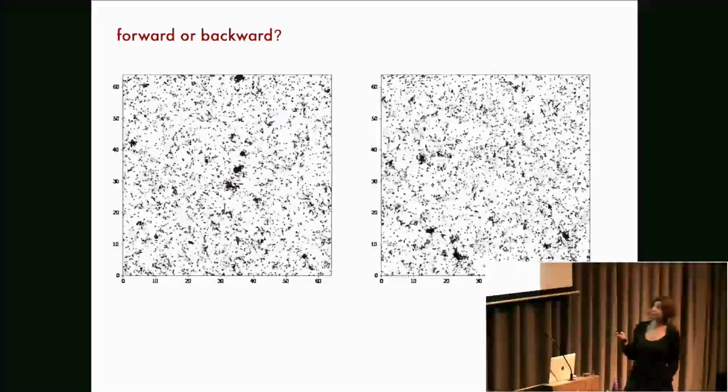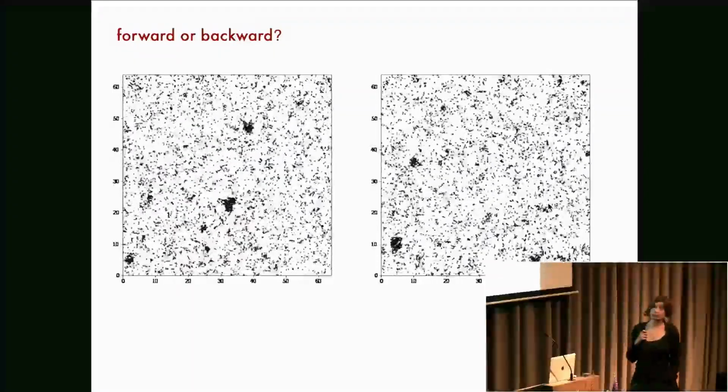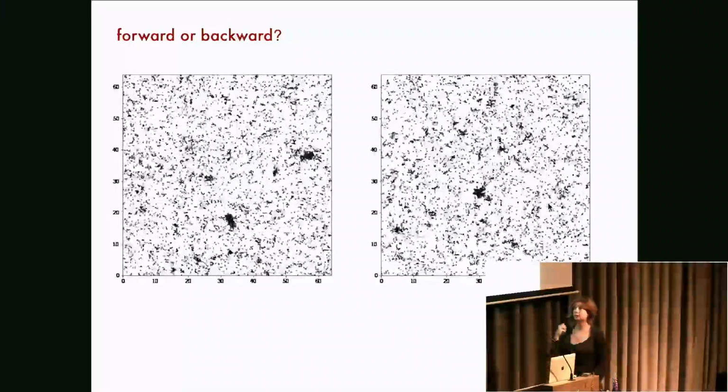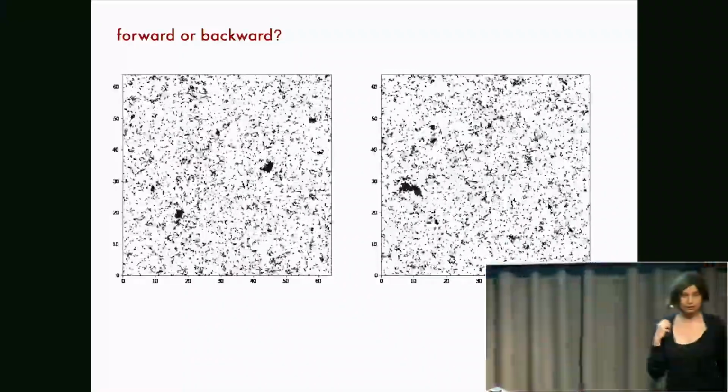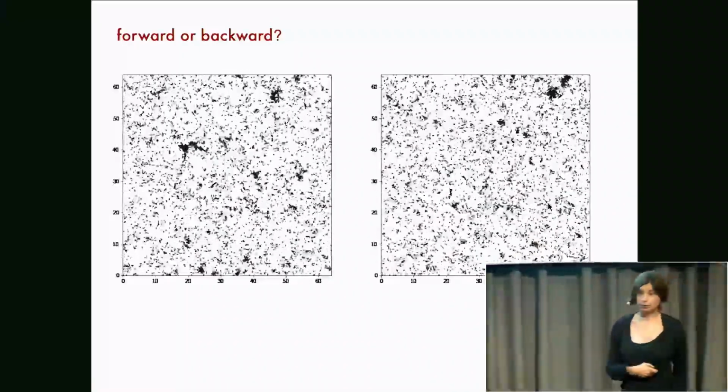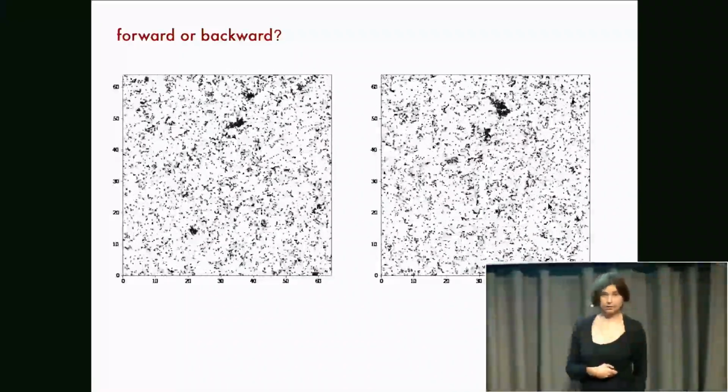And intuitively, we know what out of equilibrium means. Out of equilibrium means that if we play the movie forward and we play the movie backward, they'll look different, right? So I'm playing two movies. One of them is forward, one of them is backward. Any guesses?